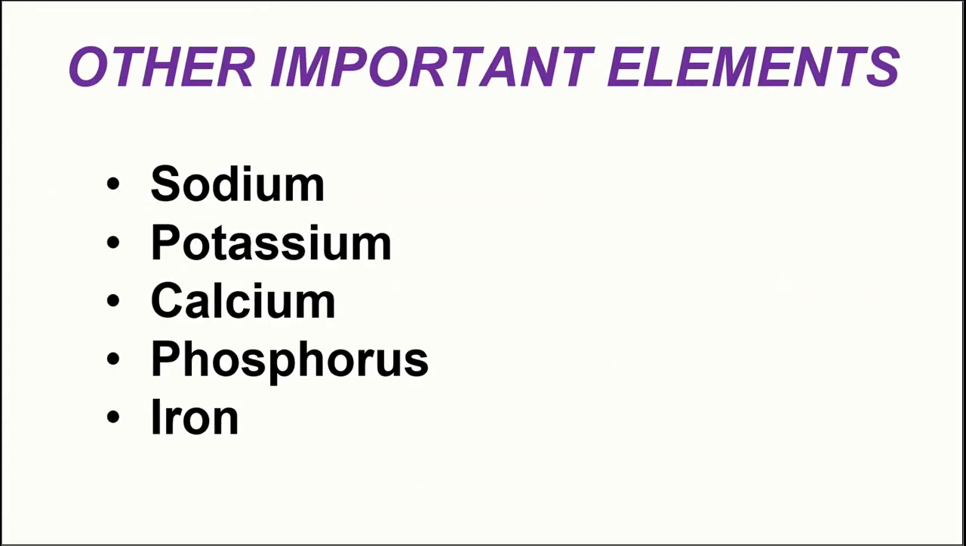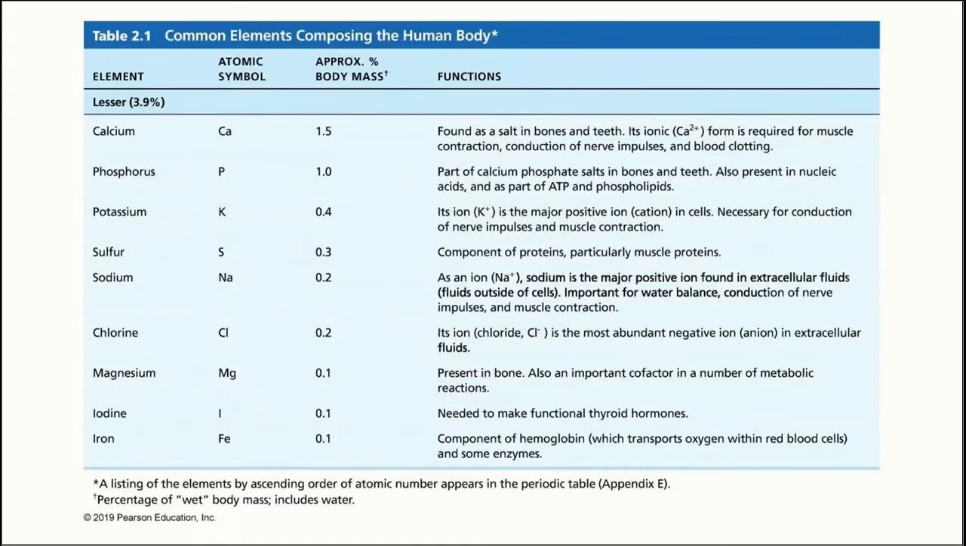So we do have other elements that are within our body that are not in as high quantities, but their importance is just as high. That is, they're just as critical to our survival as nitrogen, oxygen, carbon, and hydrogen are. And these elements, really in no particular order here, are things like sodium, potassium, calcium, phosphorus, and iron. So let's take a look at what each of these does individually.